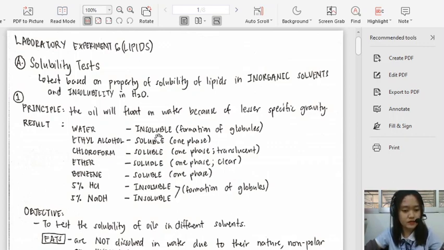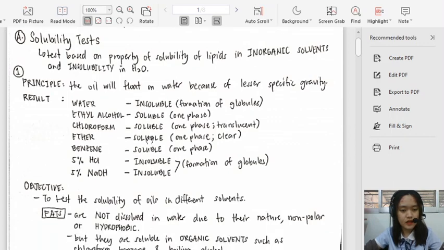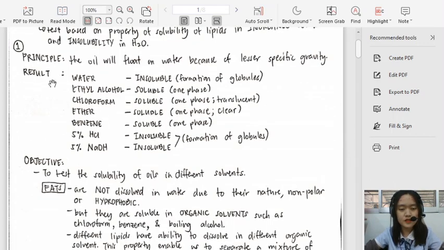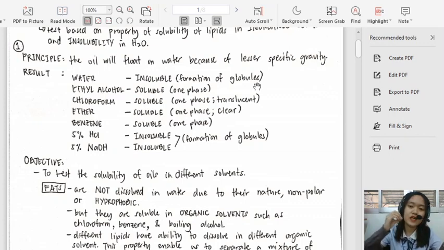Okay, so let's see. Sa result natin, water, since water is inorganic, then your cottonseed oil will not be soluble to it. So ang kanyang reaction is insoluble, and there will be formation of globules of oils. When you say globules, class, these are the small formation of circle shape ng inyong oils in one drop sa water. Next, you have ethyl alcohol.